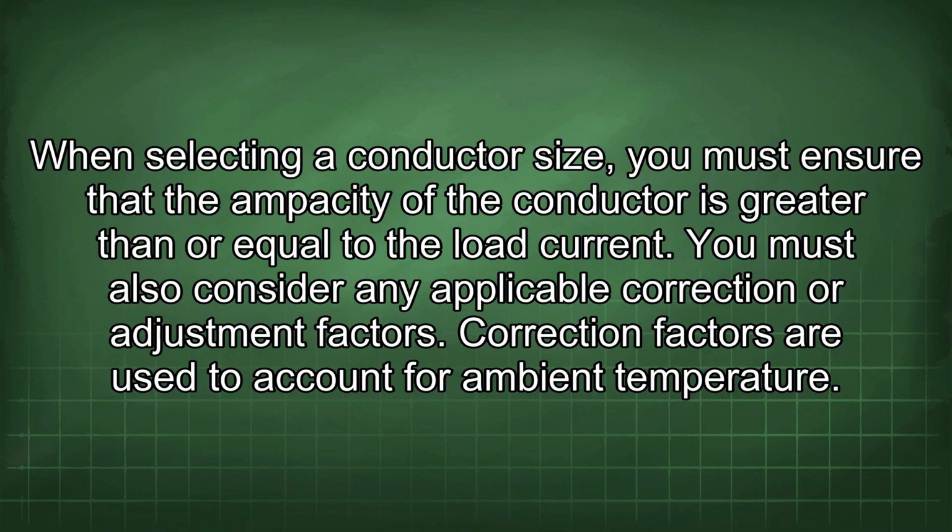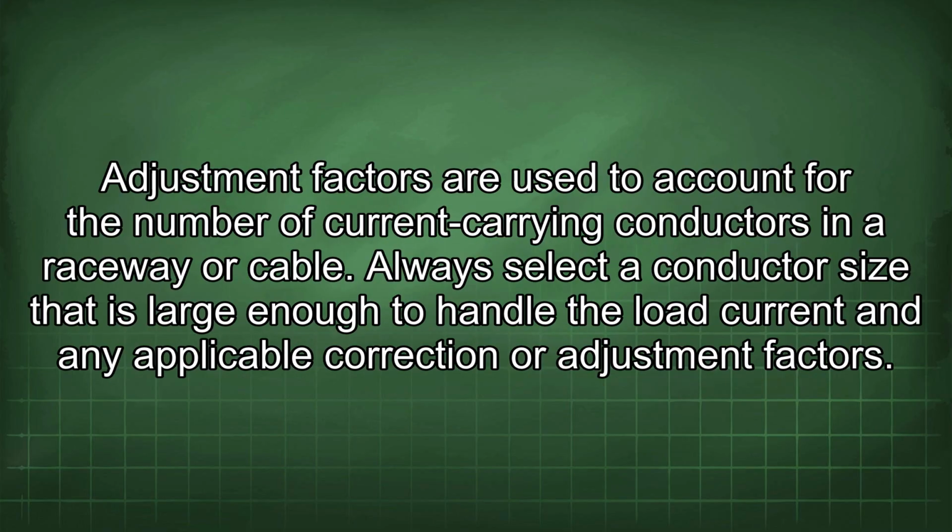Correction factors are used to account for ambient temperature. Adjustment factors are used to account for the number of current carrying conductors in a raceway or cable. Always select a conductor size that is large enough to handle the load current and any applicable correction or adjustment factors.